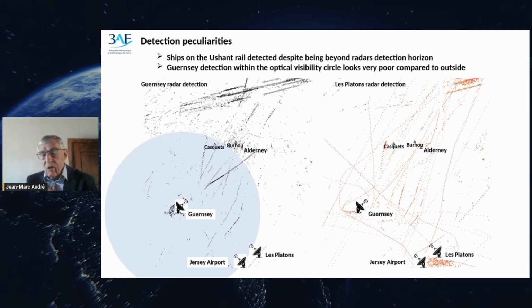Another strange point, you see the blue circle on the Guernsey map. It corresponds to the optical, this time, horizon of the Guernsey radar. And there seem to be very few Guernsey plots within the circle compared to the outside. Would there be any special software filtering? I don't know. We still don't have the answer to that question. In conclusion, we can only note that the detections of the two primary radars are very different, and we have to continue to investigate to determine the reason for this.